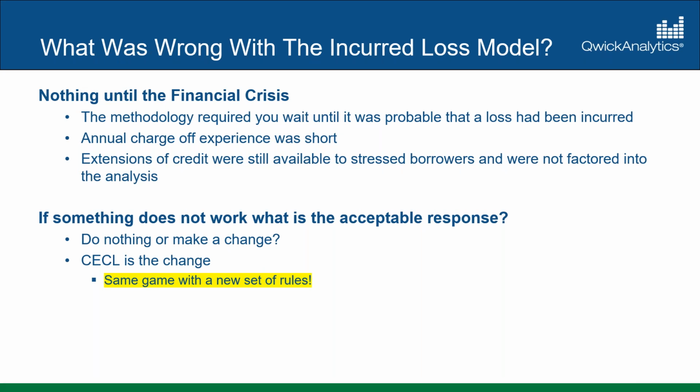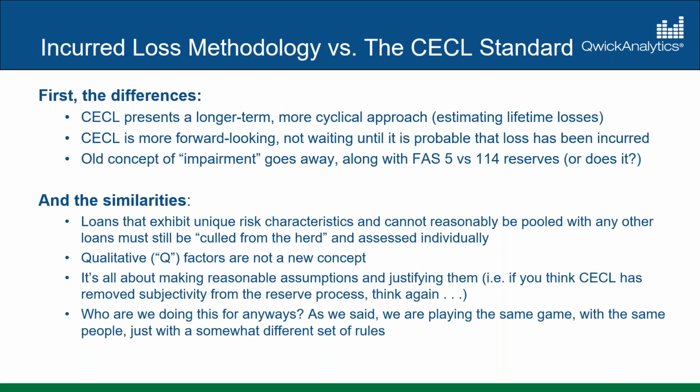Commonly, we are asked what was wrong with the ACCL, the incurred loss model. Really, there probably wasn't anything dramatically wrong with it until the financial crisis, where a number of deficiencies were exposed. And if you are the Financial Accounting Standards Board, FASB, and something doesn't work, you really have two choices: you can either do nothing or make a change. They made the change. CECL is that change. But again, let's not lose sight of the fact, all we're really doing is playing the same game now with a new set of rules.